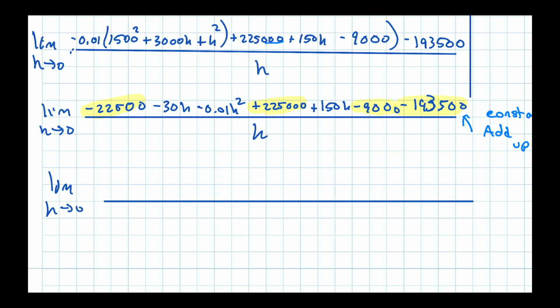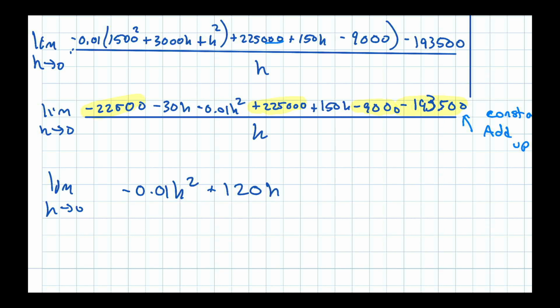So we're only left with what's left. First of all, I've got this here, negative 0.01h squared. Let me just write that, negative 0.01h squared. Then I've got negative 30h plus 150h. So 150h minus 30h is plus 120h. And I think that's it, right? Is that all we have when we add those up? I think we just end up here.